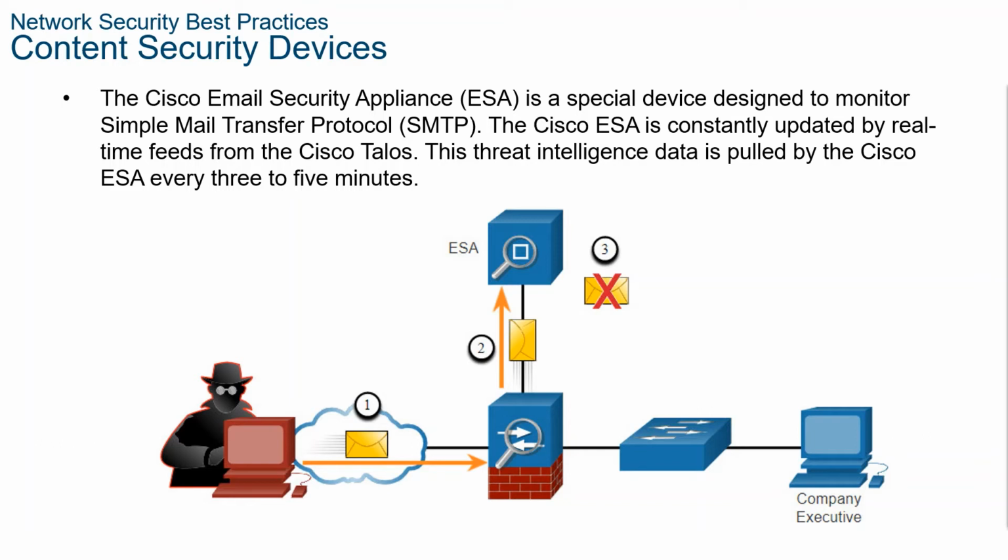Referring to the figure here, the threat actor sends a phishing attack to an important host on the network. The firewall forwards all email to the ESA. The ESA analyzes the email, logs it, and discards it.